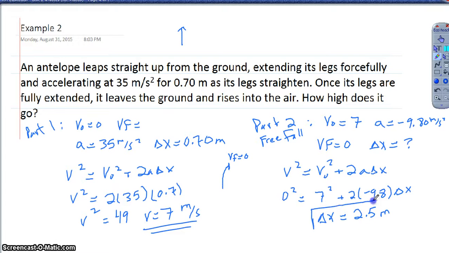So if you were actually looking for the highest point he reached, you would actually make an argument maybe that he went up to 3.2 meters. But this is how high he got off the ground from where he left. So anyway, hopefully this example is pretty easy, right? Mostly review for us on this one.